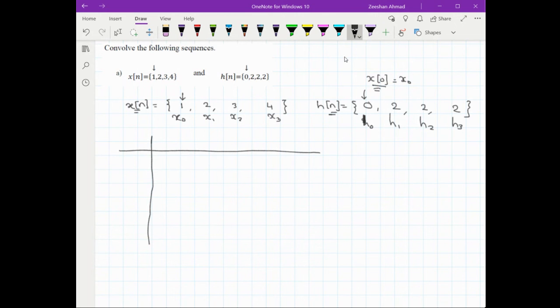I'm just writing x here. Let's suppose x0 is equal to 1, x1 is equal to 2, x2 equal to 3, and x3 equal to 4. Again, you can write it in this form, no problem here. I think it's better if you write it like this. Similarly, I'm writing h on the other side. So h of 0 equal to 0, h of 1 will be equal to 2, h of 2 will be equal to 2, and h of 3 will be equal to 2 here.